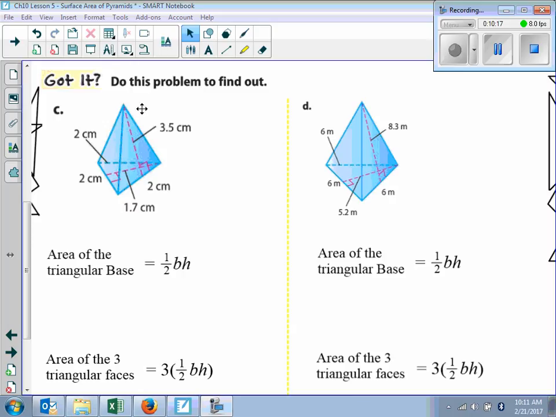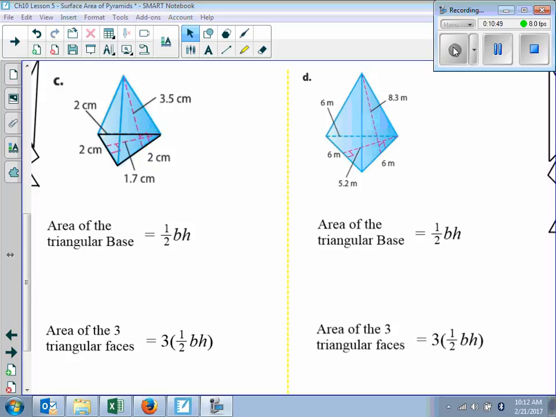So here we want to find the surface area of each of these triangular pyramids. Now, these are, let's see, that's 2, and that's 2. That's an equilateral triangle. So all you're going to do is find the area of one of the lateral faces and multiply times 3, right? And then you're going to find the area of the triangular base, and then you'll just add those together, right?